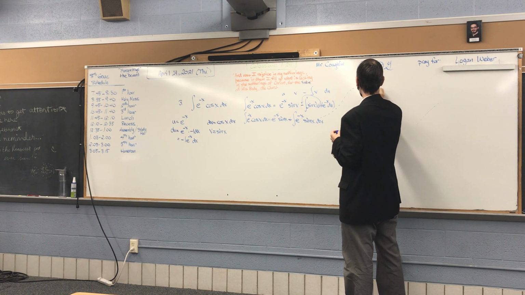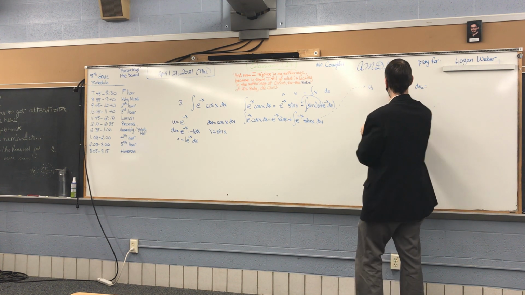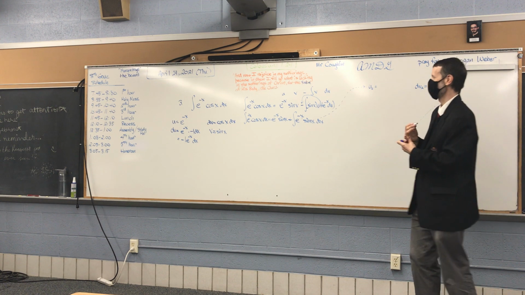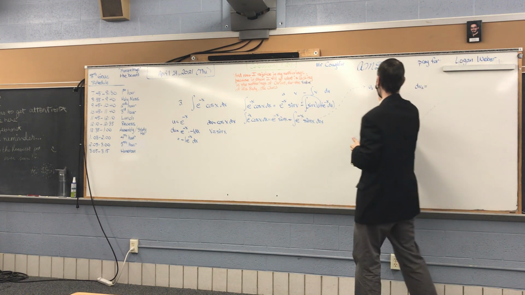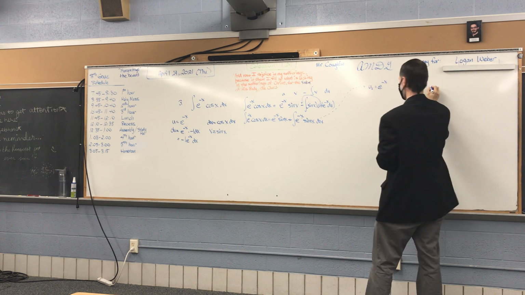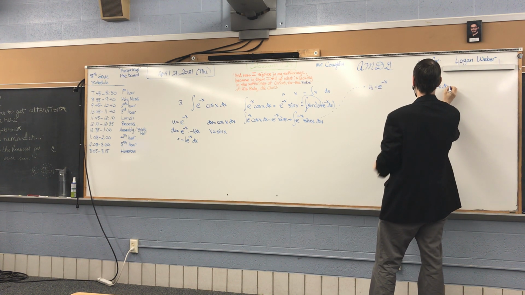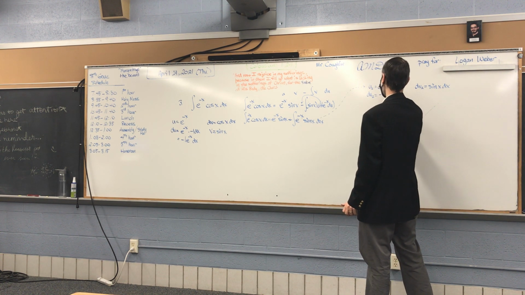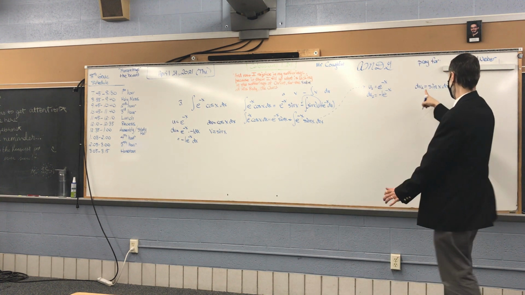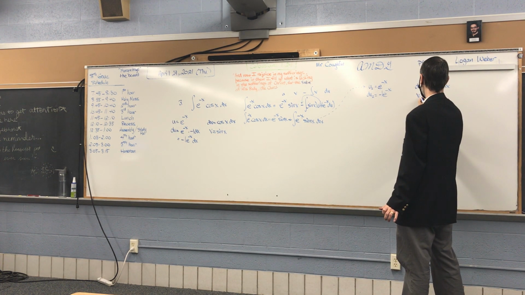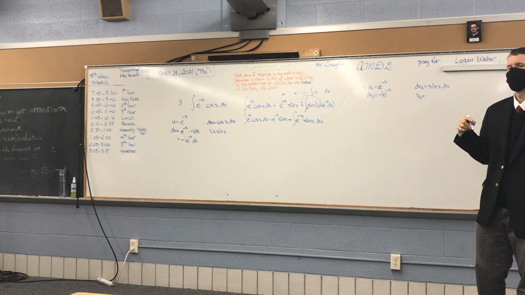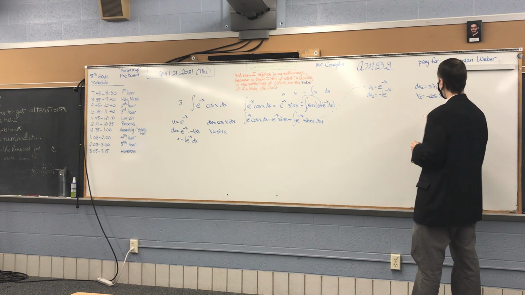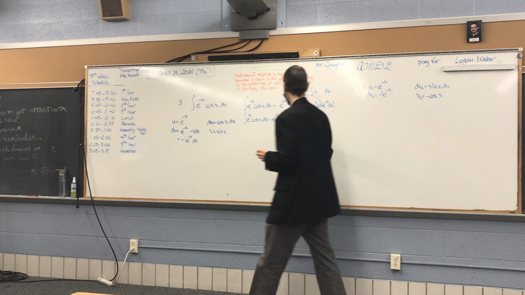So U2, dV2. What would you recommend? Same thing except for sine. So U is e to the negative x, and dV will be sine of x dx. What's dU2? Same thing, basically negative e to the negative x, negative 1 e to the negative x. And then this thing is a little different. What's the integral of sine? Negative cosine of x.